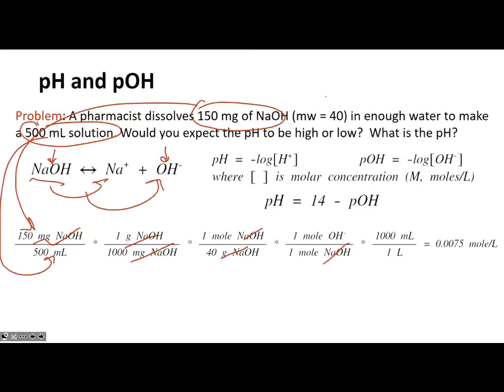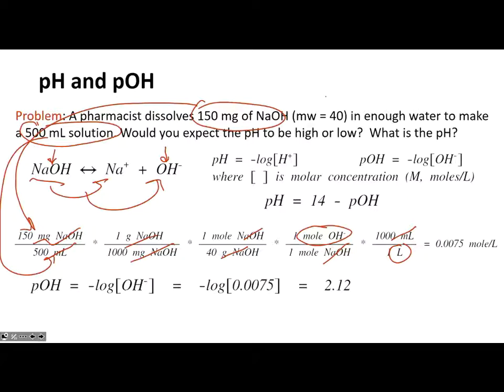But I'm in moles per 500 milliliters. So don't forget, we have to fix our volume. That's why my last step was to multiply by 1,000 milliliters per liter so that I can cancel my milliliters, and my only remaining units are the moles of hydroxide and liters in the denominator. If you do that math all the way across, you get 0.0075 moles per liter. All right?